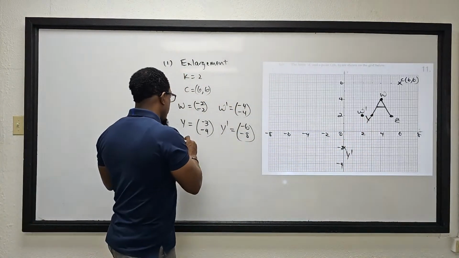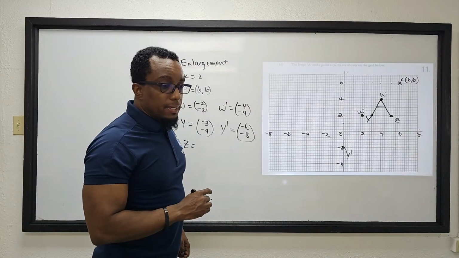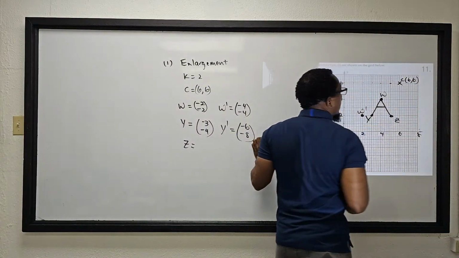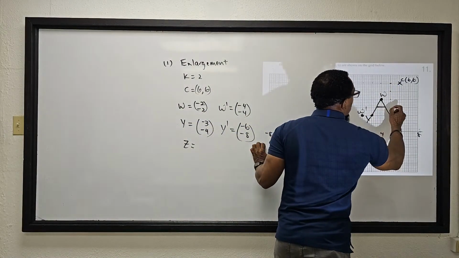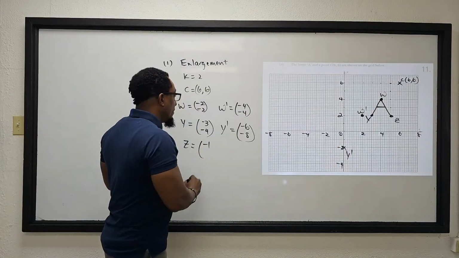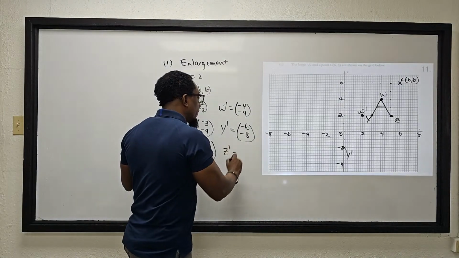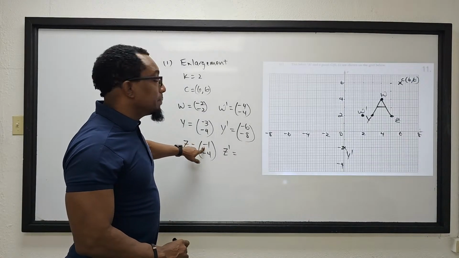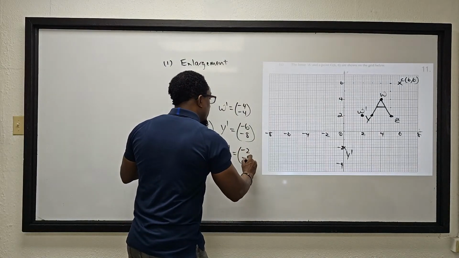Let's take Z now. The translation for Z from your center whose coordinates are 6, 6 will be what? I'm moving 1 to the left and I'm moving 1, 2, 3, 4 downwards. So if I'm moving 1 to the left, that will be negative 1, and I'm moving 4 downwards, that's negative 4. So the translation for Z prime will be, of course, to multiply the translation for Z by the scale factor 2 to give me negative 2, negative 8.